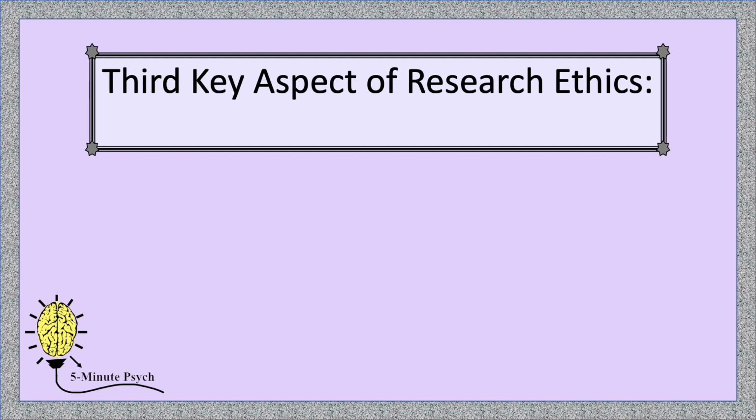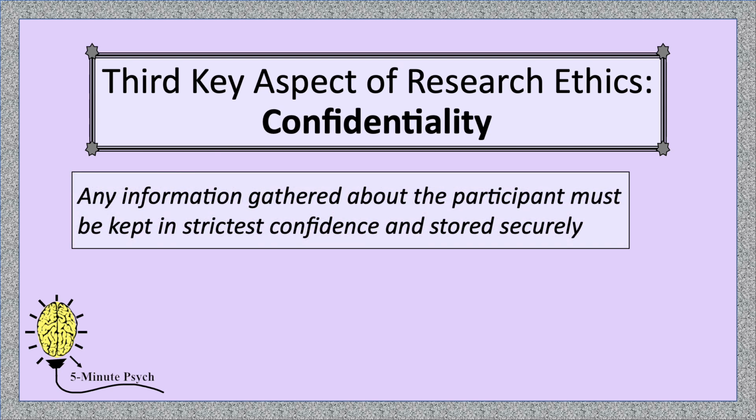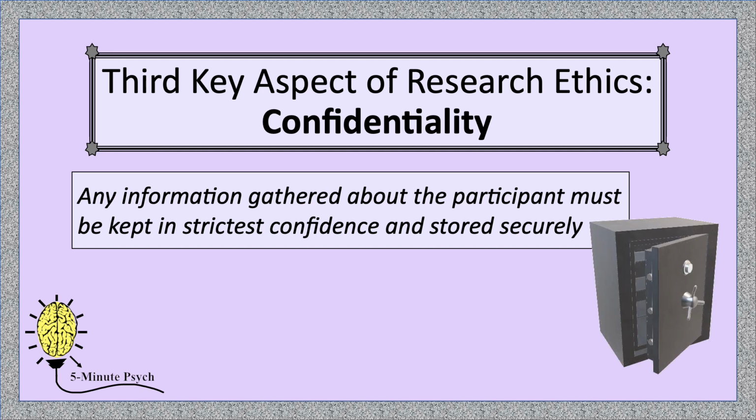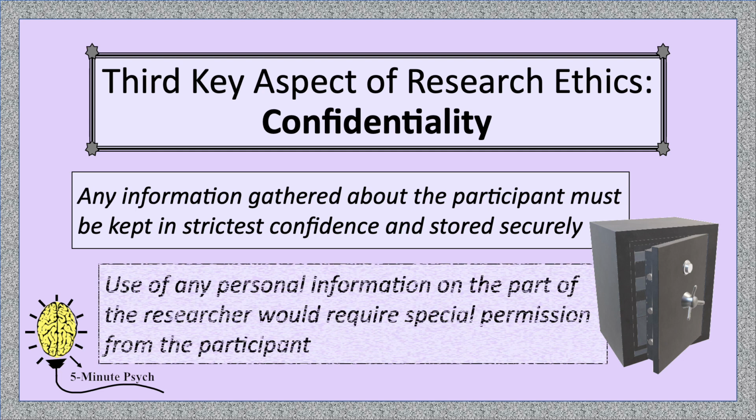The third key aspect of research ethics is confidentiality, which states that any information gathered about the participant must be kept in strictest confidence. All data must be stored securely, and no identifying information about the participant can be stored with the data. Finally, if the researcher wished to use any personal information, the participant would have to give permission first.